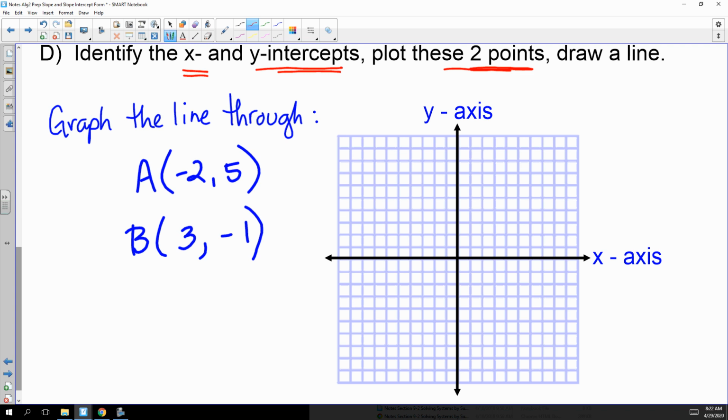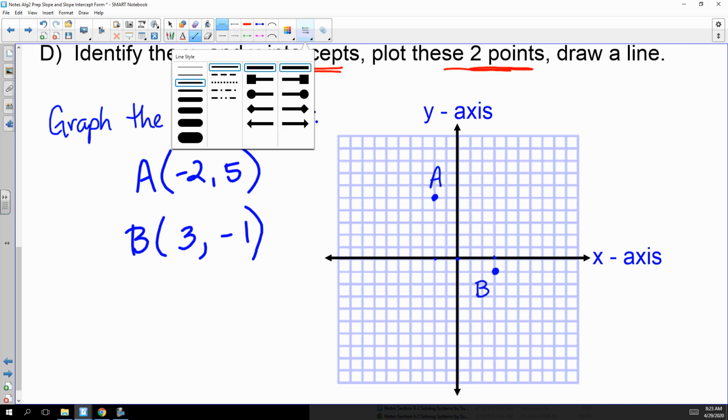We're going to graph the line through the point A, (-2, 5). So let's plot the point (-2, 5). Remember that means on the x-axis you go 2 to the left and up to 5 right here. 1, 2, 3, 4, 5, that's point A. And B has coordinates (3, -1). So from the origin, I'm going to count 3 units to the right and 1 unit down. So this is the point B. And then I would use a straight edge to connect those.